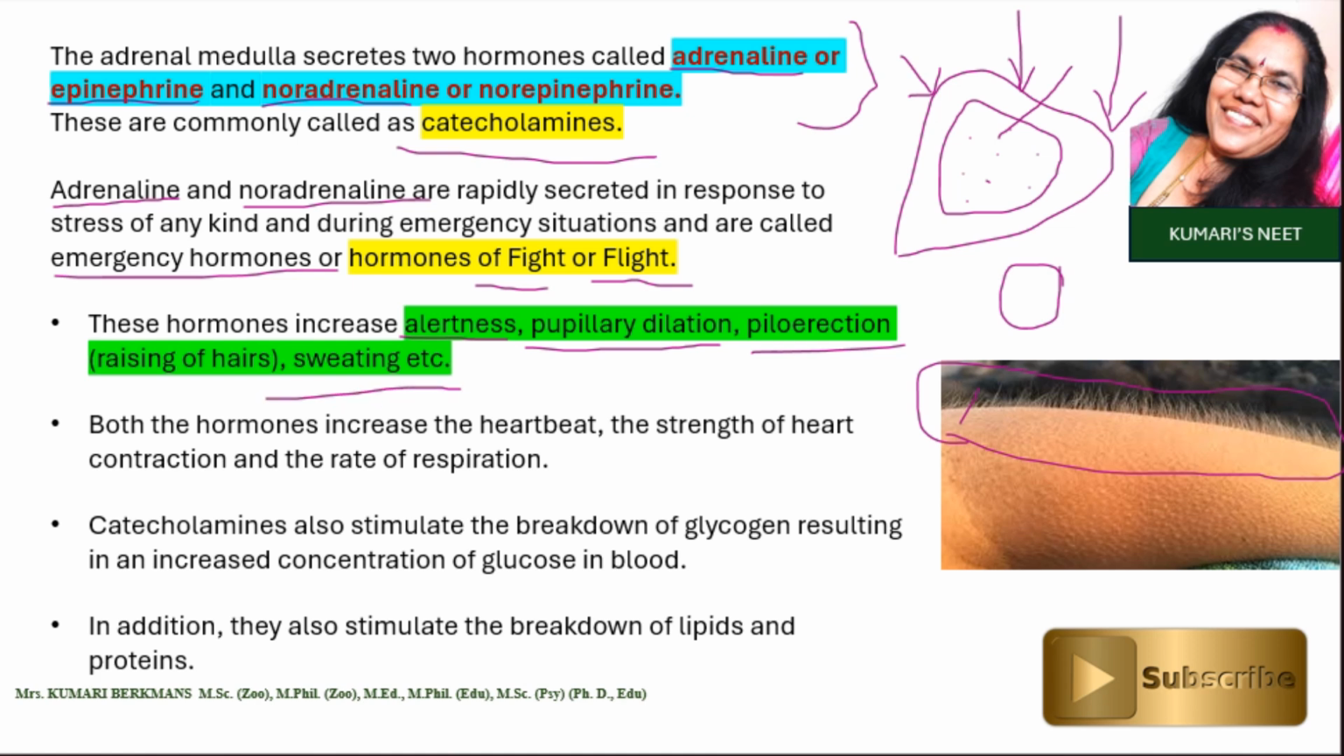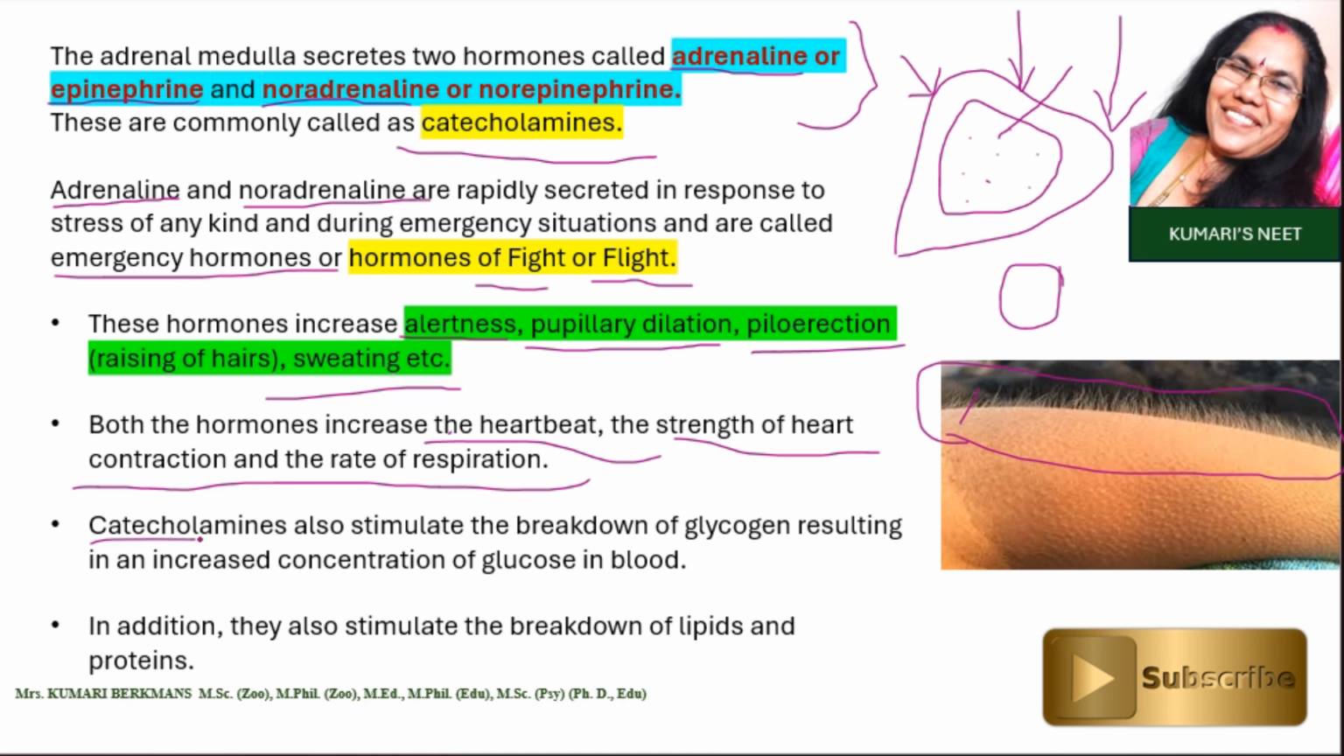Sometimes we sweat. Okay, if the external environment is not favorable, in the sense our body starts to sweat, right? So all these are under the control of these two hormones. What are those hormones called? Adrenaline and noradrenaline. Okay, and another thing it does, in the sense, it increases the heartbeat, the strength of the heart contraction, and the rate of respiration are also under the control of these two hormones.